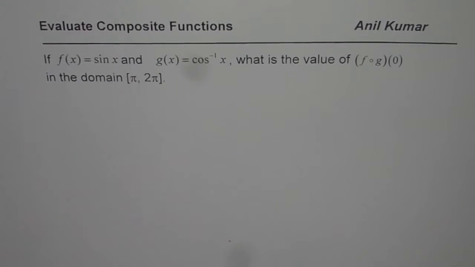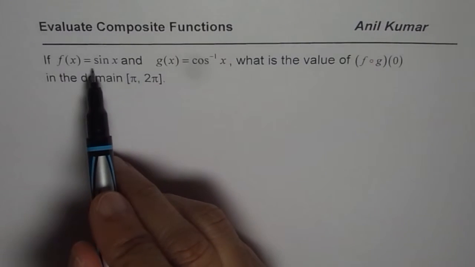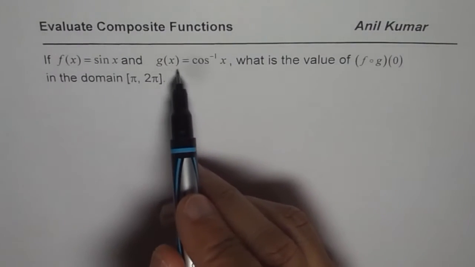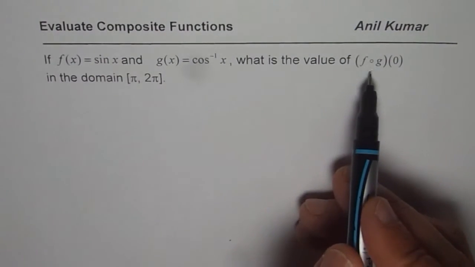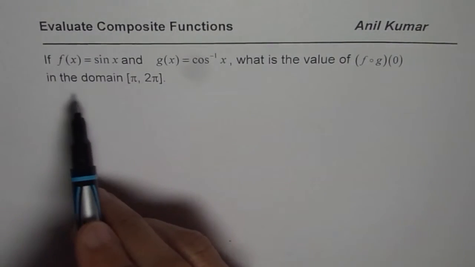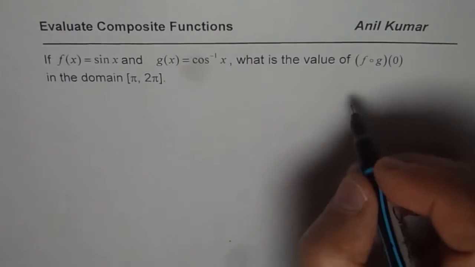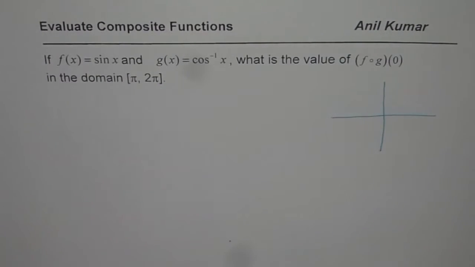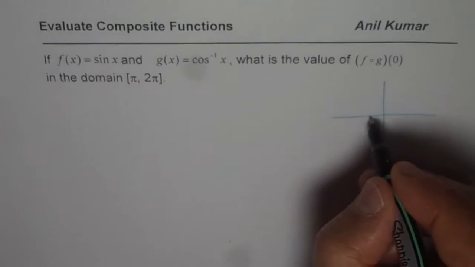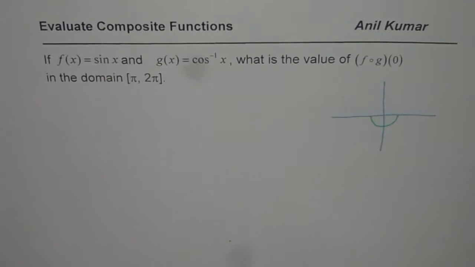I'm Anil Kumar, and now we will see how to evaluate composition of trigonometric functions. In this question, we are given f of x equals sine x and g of x is cos inverse of x. What is the value of f of g of 0 in the domain pi to 2 pi? So be careful, we are considering domain pi to 2 pi. That means we are actually interested in this domain from pi to 2 pi.